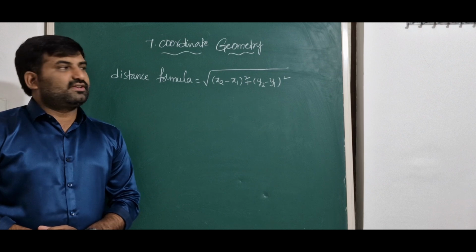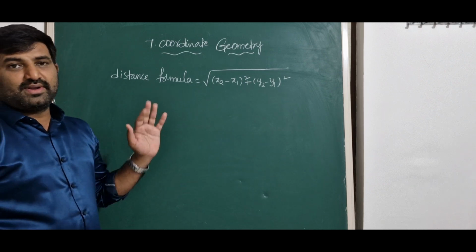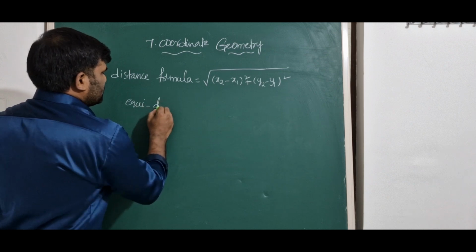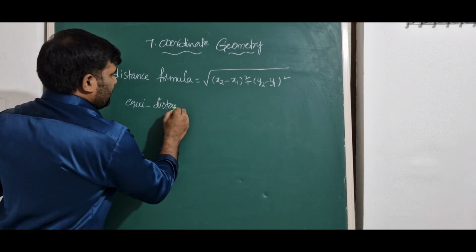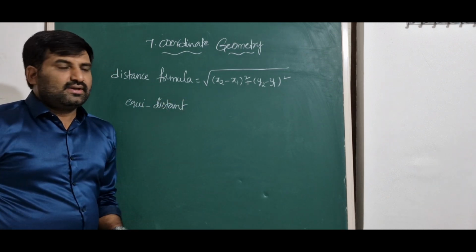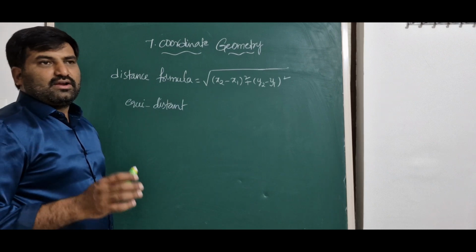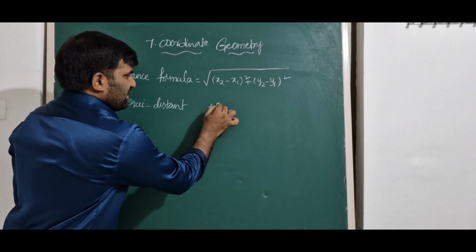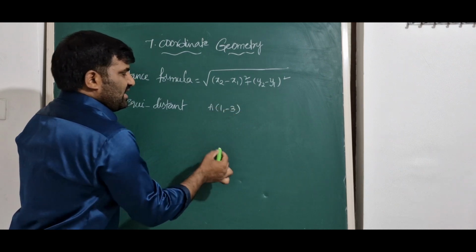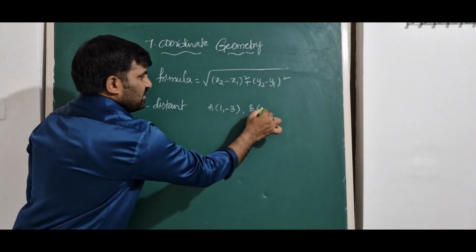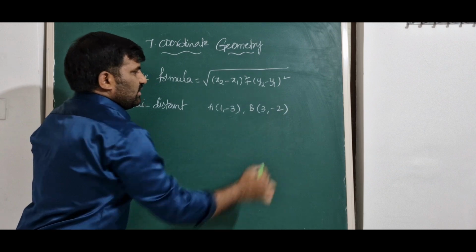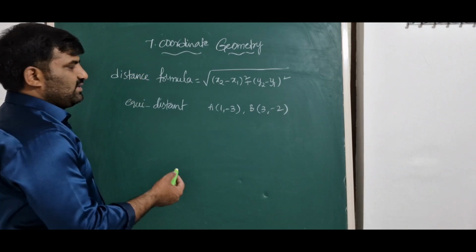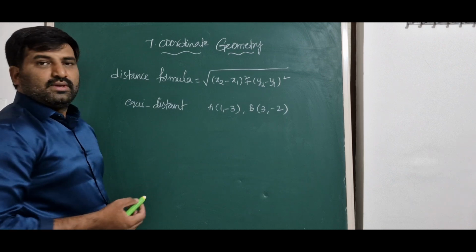One more repeated question, the most repeated question on distance formula, is the equidistance question. See now what type of questions you will get on equidistant points. A point P will be given, or find the point P which is equidistant from A and B. Point A is 1 comma minus 3, and B is 3 comma minus 2. Find the point P which is equidistant.